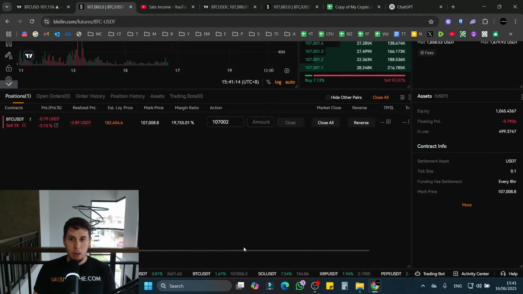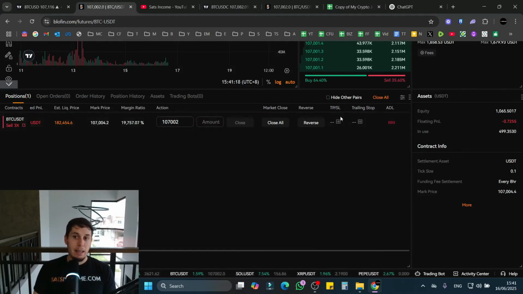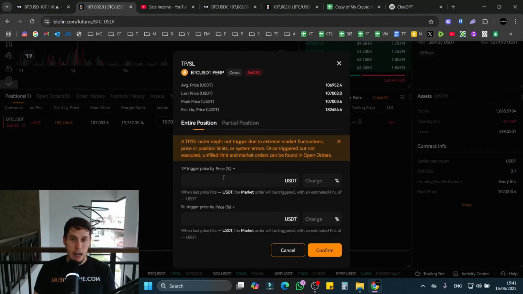And if I go to the right here, you can see that I can actually add take profit and stop loss from here if I want to. So let's do this now. Let's say that we believe that BTC will go down to 103,600. Well, guess what? This is going to be your take profit trigger. And if this happens, we're going to make like $47.